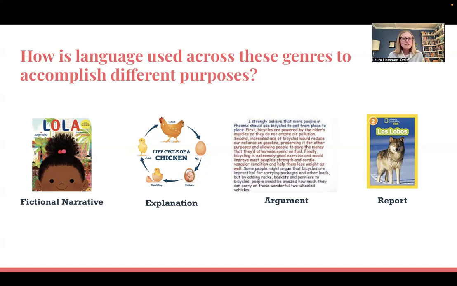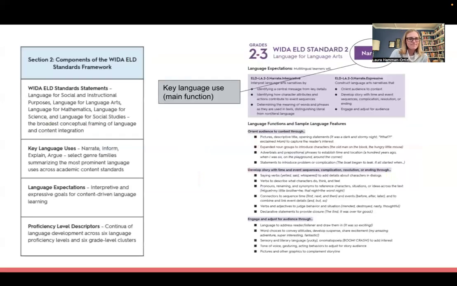And so each of these different genres has a different purpose and accordingly has a different organization and different language features that help it to accomplish that purpose. So the WIDA standards were designed with this vision in mind, so that you can really think carefully about not only the content area that you're focusing on as you plan for language, but also the different types of genres that students are engaging with, and the language features of those genres.